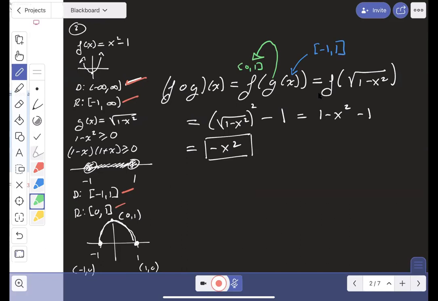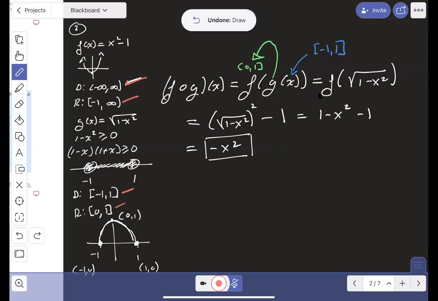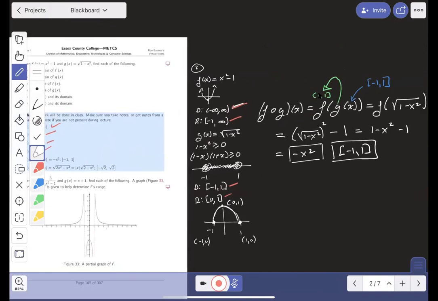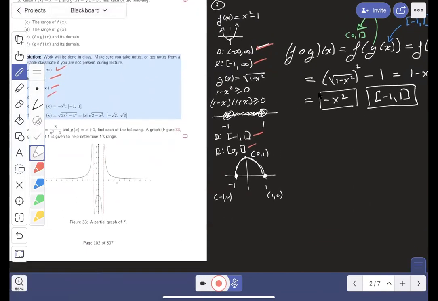So what's the domain of this problem over here? Well, what was allowed in? -1 to 1. Okay. All right, I want to go to the key. And I'm trying to emphasize that you also should be going to the key to see if you got it right. And what do they get? Minus x squared, -1 to 1. This is good. All right, we're doing all right. All right, let's go to the next one. And someone said, what's the next one? Very similar. The next one is what's G of F? All right, blow this up.